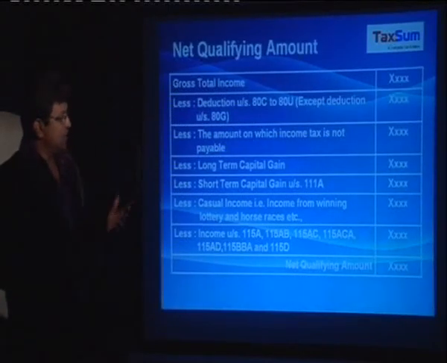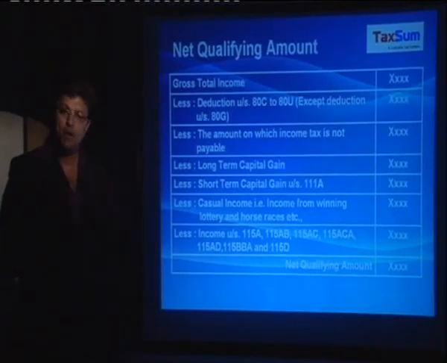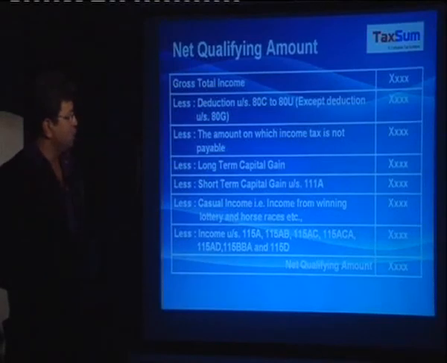Once again, I'll just go through it as to how it is calculated. First of all, gross total income is to be calculated, from which deduction under section 80C to 80U is to be deducted, except deduction under section 80G because we are computing 80G. Then from that we have to reduce the amount on which income tax is not payable, long-term capital gain, short-term capital gain under section 111A, casual income, and income under section 115A, AB, AC, ACA, AD, BBA, and D. And the resulting amount is considered as the net qualifying amount.